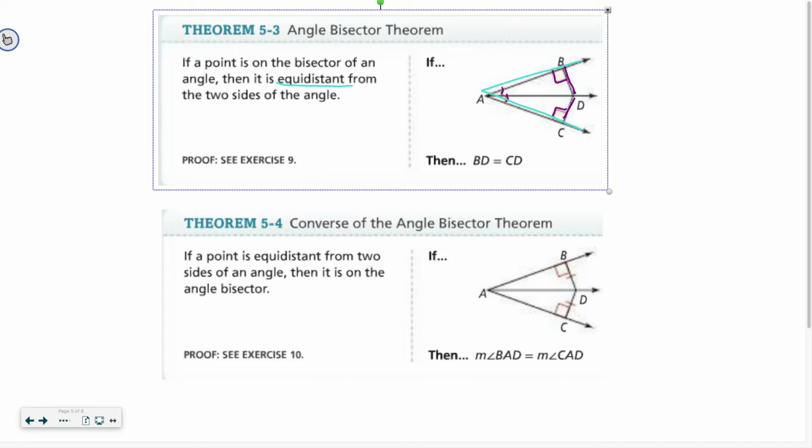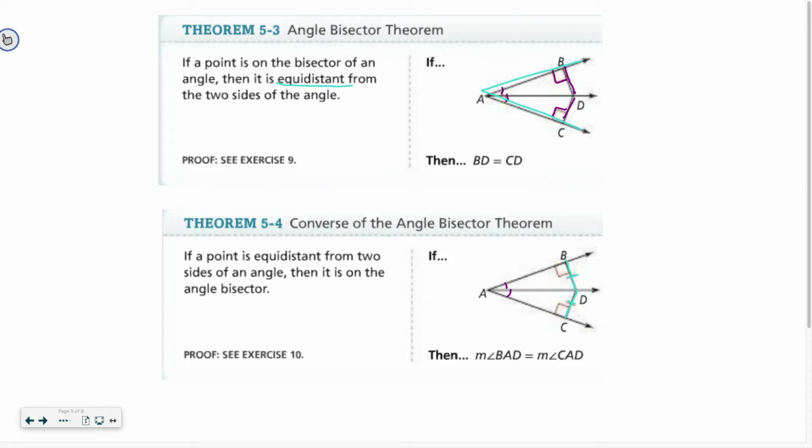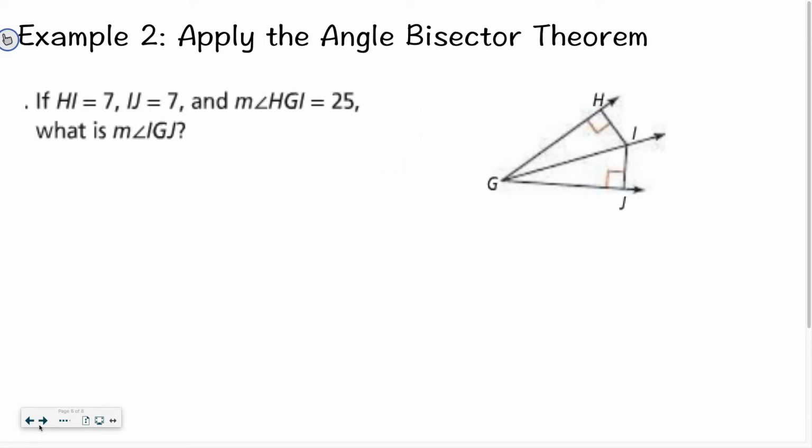We have two congruent angles, then BD equals CD. The converse is just the opposite of that, meaning if I know that these two sides are equal, then I know that these two angles are also equal. Okay, so angle bisector is talking about the sides, the segments being equal. The converse is talking about the angles being equal as a result.